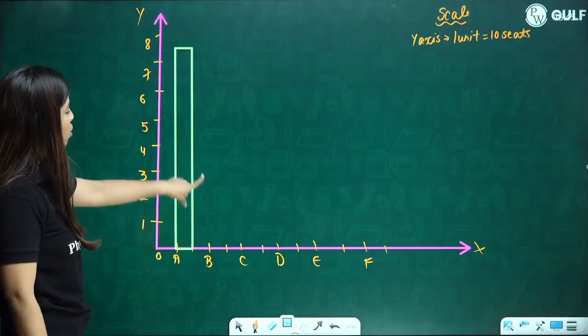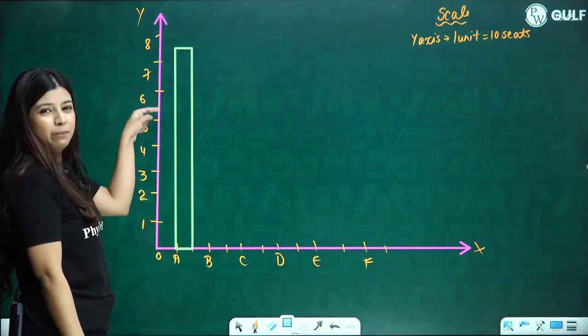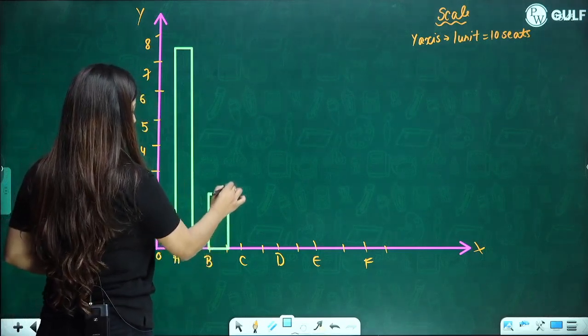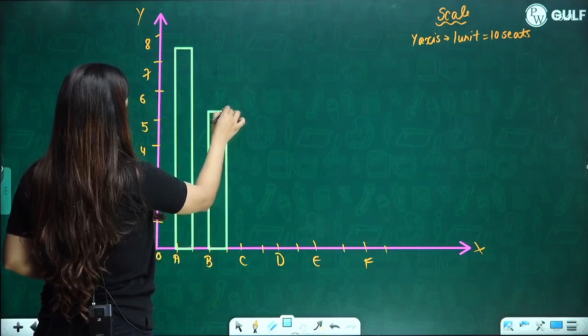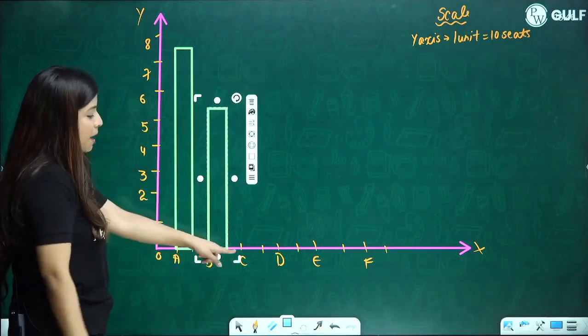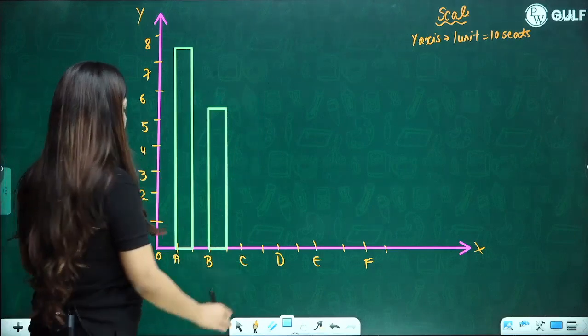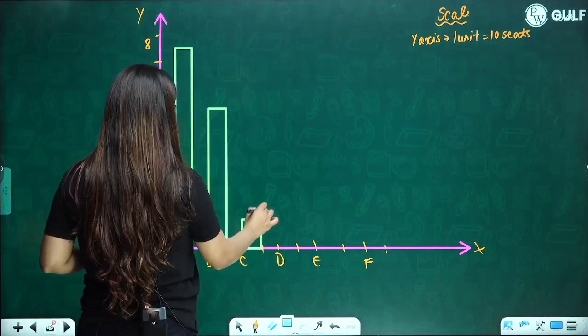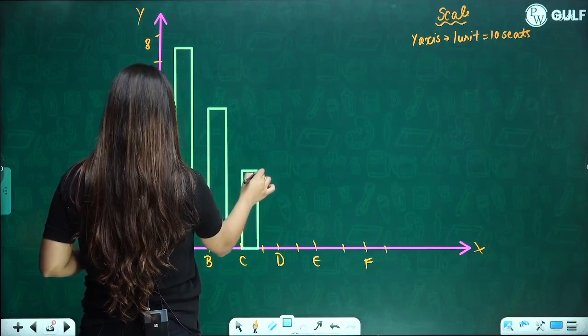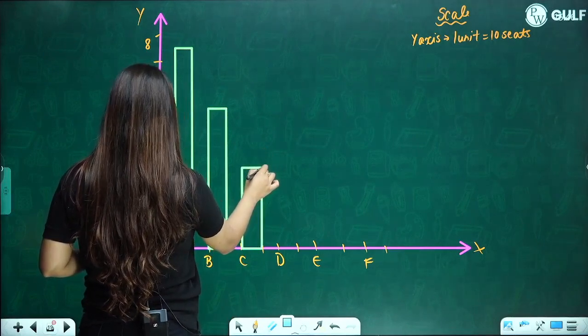Party B has got 55 seats. That means in between 5 and 6. So party B has got 55. Party C has got 37. That means somewhere above 30, right? Just above 30, a bit.